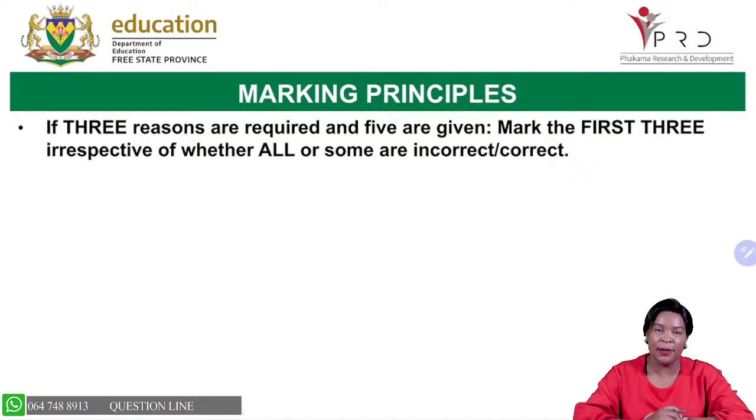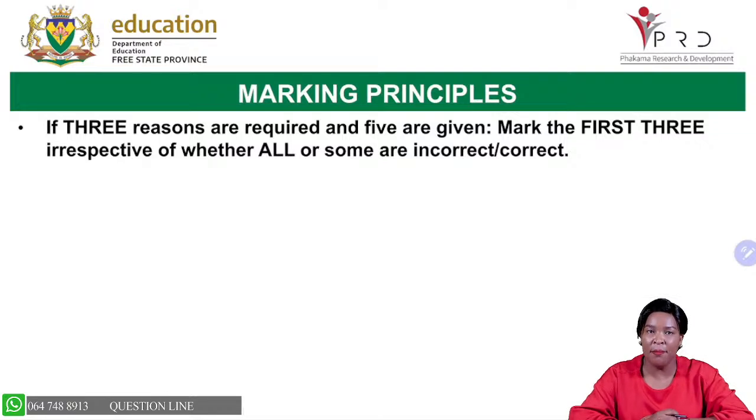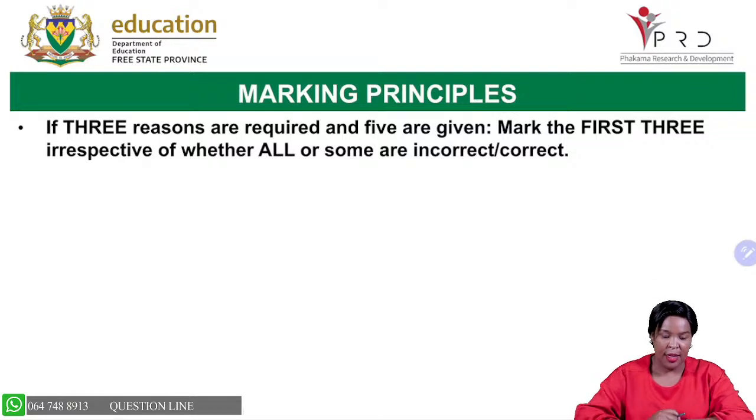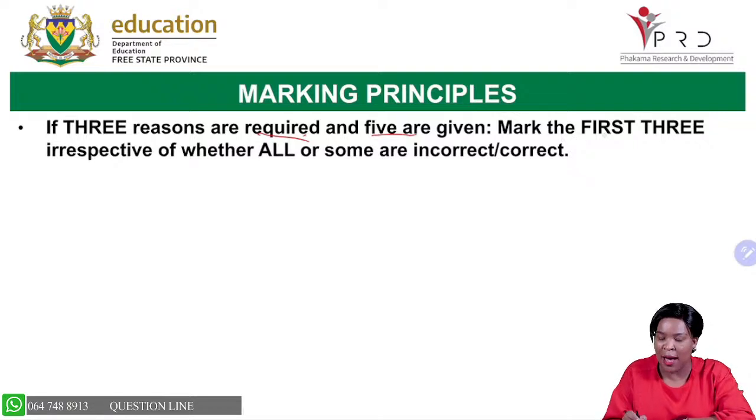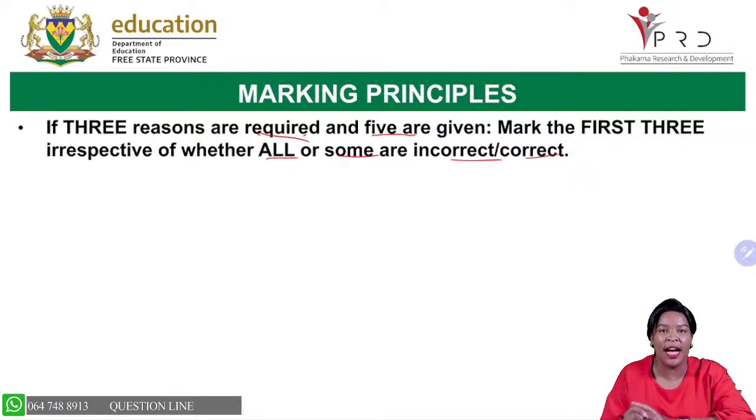Now, when answering, you must remember that when the markers are marking, there are principles that they are following. So I would like to highlight just a few things so that you do not make those mistakes while you are answering. The first one is, if 3 reasons are required and 5 are given, the marker is going to mark the first 3 irrespective of whether all or some are incorrect or correct. So please make sure that when you are asked for 3 reasons, you write 3 of your best.